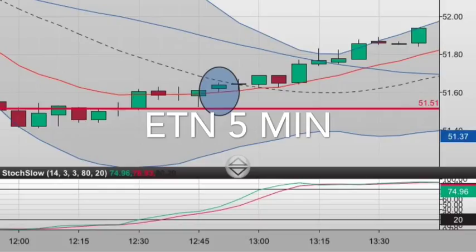So this was yet another piece of evidence that gave me confidence to enter into the position, that at least over the very short term, buyers would be stepping in to support the stock here.